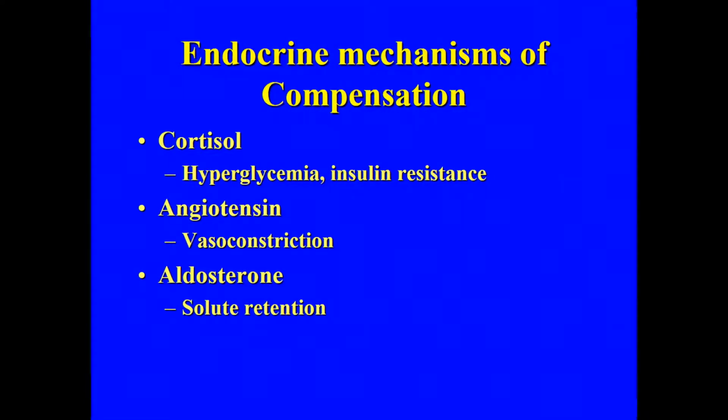There are endocrine mechanisms of compensation mediated primarily by cortisol, angiotensin, and aldosterone. Cortisol, elaborated by the adrenal cortex, produces hyperglycemia and insulin resistance in hemorrhagic shock states. Angiotensin again contributes to vasoconstriction, and aldosterone leads to solute retention, again in an effort to preserve circulating blood volume.